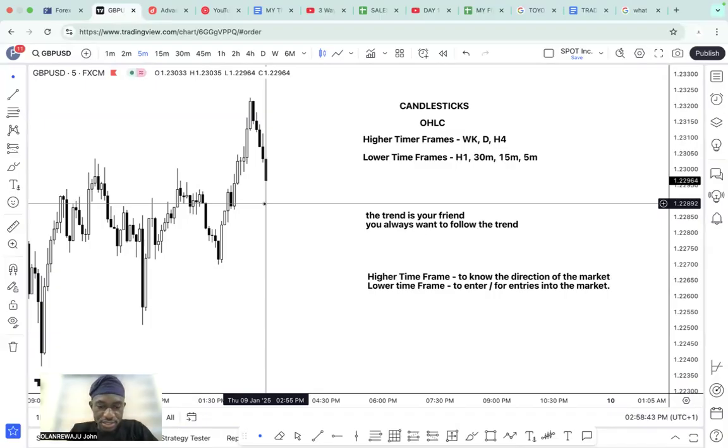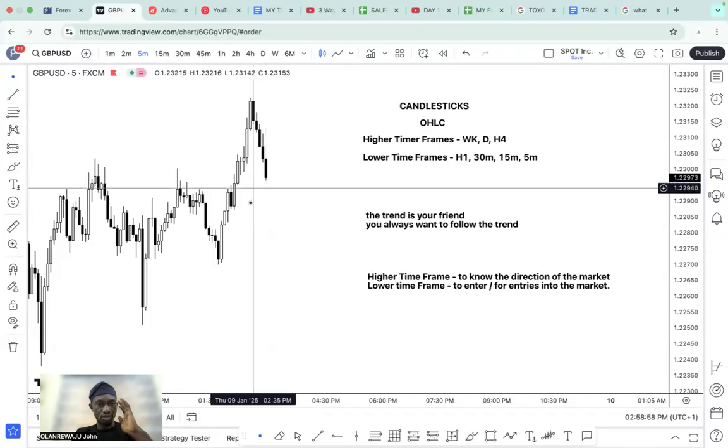So you can see this is 2:55, meaning that the next candlestick that opens on the 5 minute time frame will be 3 p.m., because that's 5 minutes plus 2:55. That's one thing I want you to take note of.